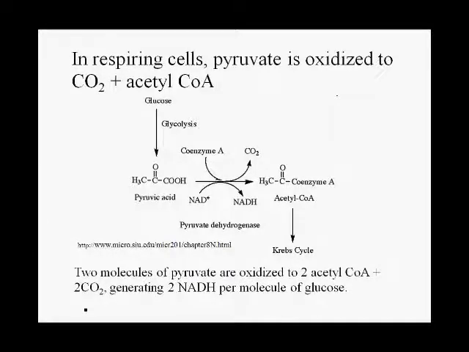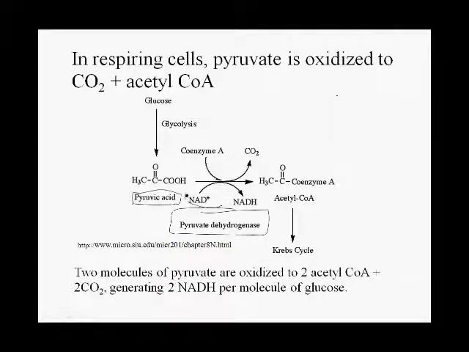When a cell is undergoing respiration, this pyruvate then is oxidized to carbon dioxide plus acetyl-CoA, and it's done by an enzyme complex called pyruvate dehydrogenase. So it has multiple subunits, and pyruvate dehydrogenase carries out 3 separate reactions. Okay? So pyruvic acid is the protonated form of pyruvate. So pyruvate dehydrogenase takes pyruvate, oxidizes pyruvate and transfers the electrons to NAD plus to make NADH.